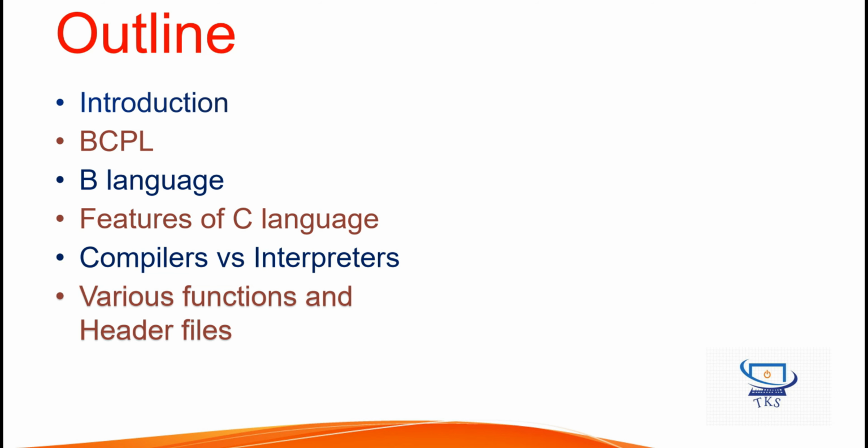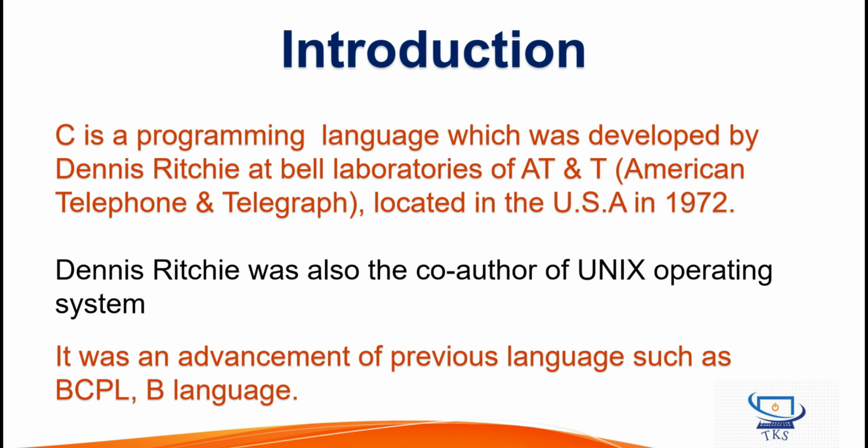Next, coming to the introduction of C programming. C is a programming language which was developed by Dennis Ritchie at Bell Laboratories, which was located in the USA, in 1972. Dennis Ritchie was also the co-author of the Unix operating system. It was an advancement of previous languages such as BCPL language and B language.